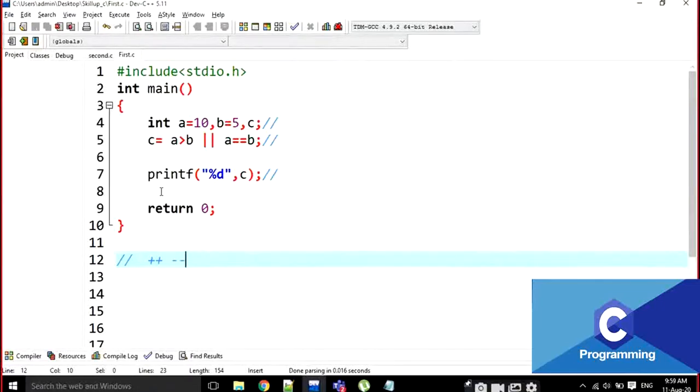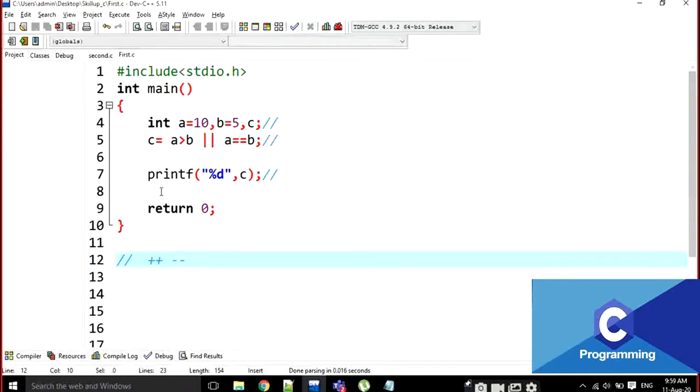Really, these belong to arithmetic operators, but we are treating them as special operators. Why am I treating them as arithmetic operators? Because they are doing addition of +1 and -1. These are arithmetic operators, but we are treating them as special operators, that is increment and decrement operators. No doubt about that, they are in arithmetic operators.